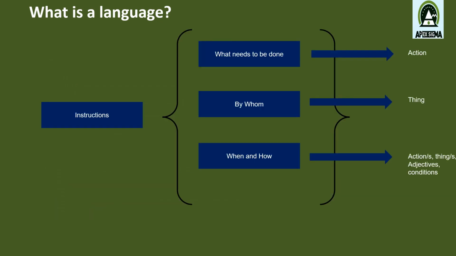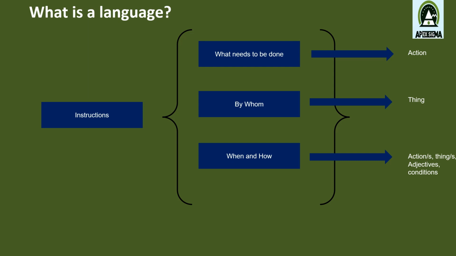Now to achieve that, the instructions you provide would have three major components in any programming language. One is what needs to be done, an action. You desire a certain action through your VBA scripting. In our normal language, an action is something like a verb. If I want a pen, I'll tell someone, please give me the pen to write. Now, writing is an action, and that describes what I want to do.